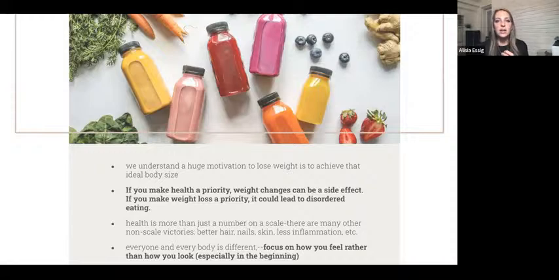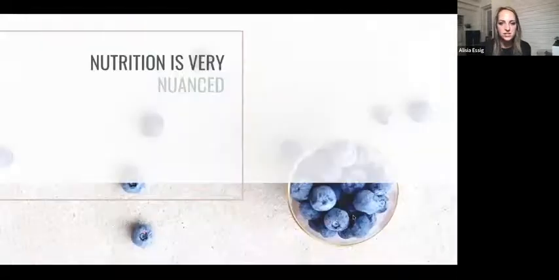We all have a different body. I could be eating the exact same thing that you're eating and it could look totally different. So it's important for us to focus on how you feel more than how you look, especially in the beginning. I want you to almost drop the weight loss goal, even though you're here because of weight loss, and just be here because you want to recognize how food feels in your body and choose foods based off of that feeling more than anything else.